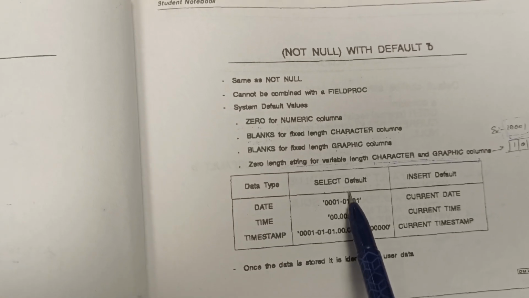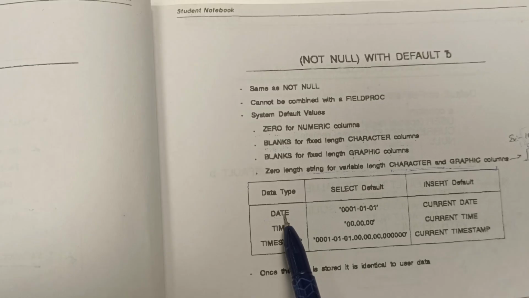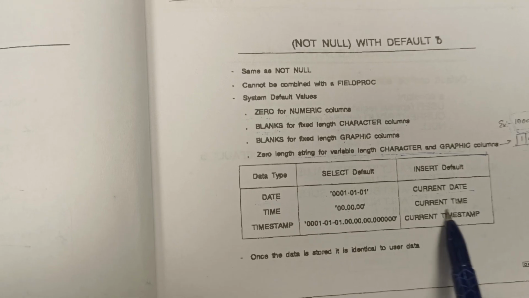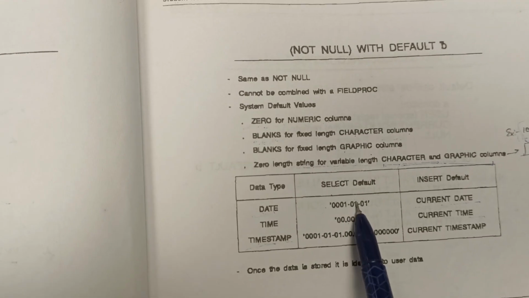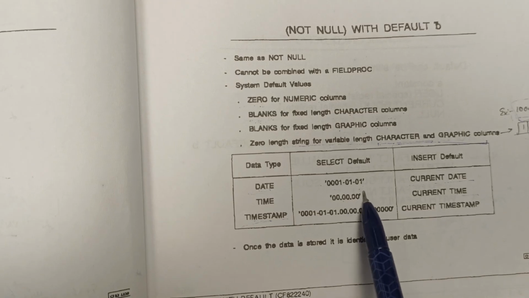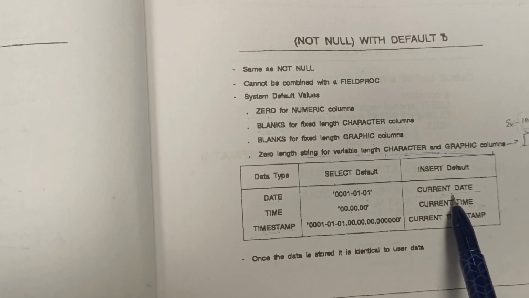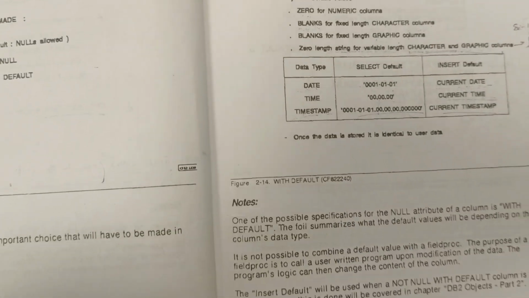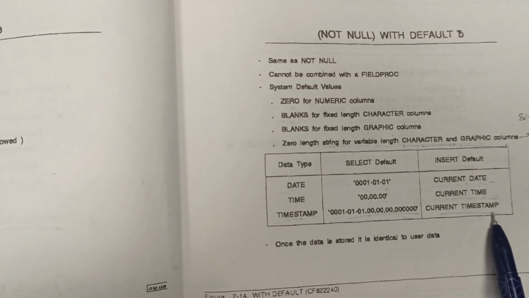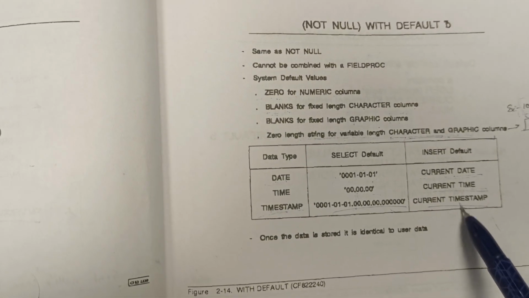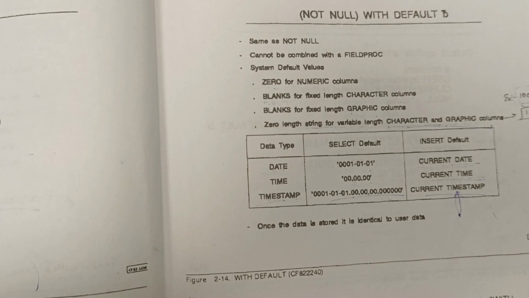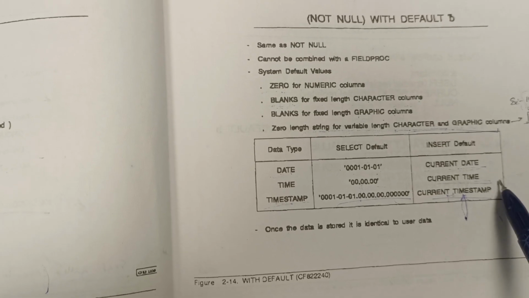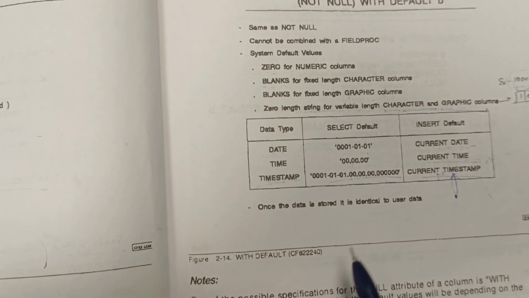Similarly, for a date field, when inserting, if you specify not null with default, it will store the current date, and for a time field, the current time. For a timestamp, which is a format of current date and time, if you specify not null with default, it will store the current date and current time, since they have given the format of the current timestamp. Generally in the system, if you inserted today in February 2025, it will store the same February 2025 date and time, the current date while inserting the record.